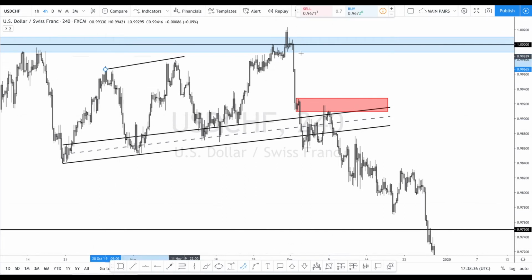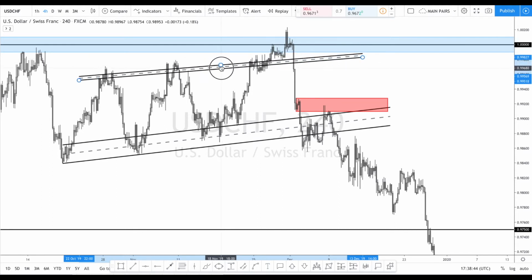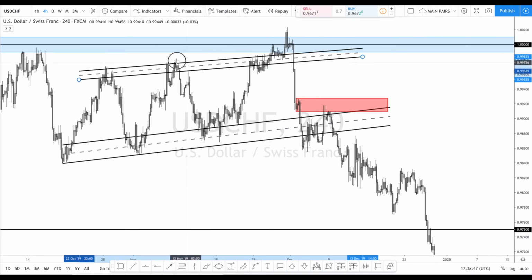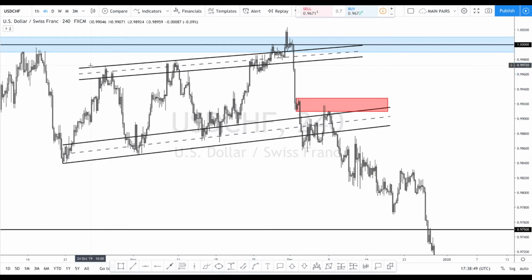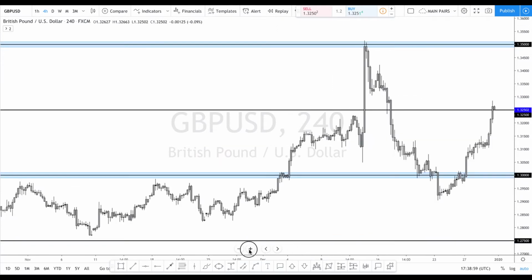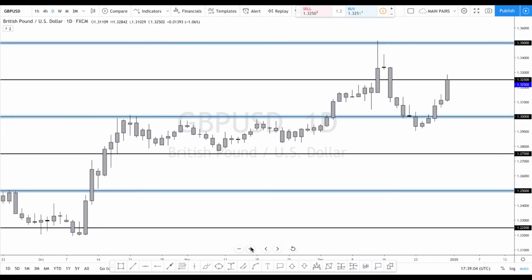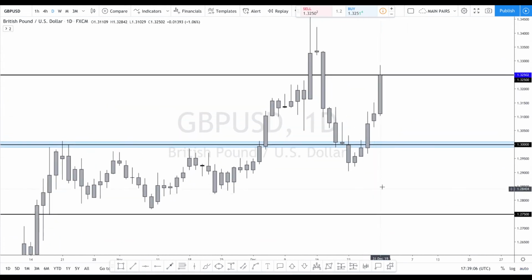Even at the top, we had this range here. Like I say, I like to draw it pretty even, so you can even say from here to there. You can see we're rejecting, we had that manipulation through the highs, and then we've dropped back down. So that's another example. Even here on GBPUSD, there's a good example that you can use.